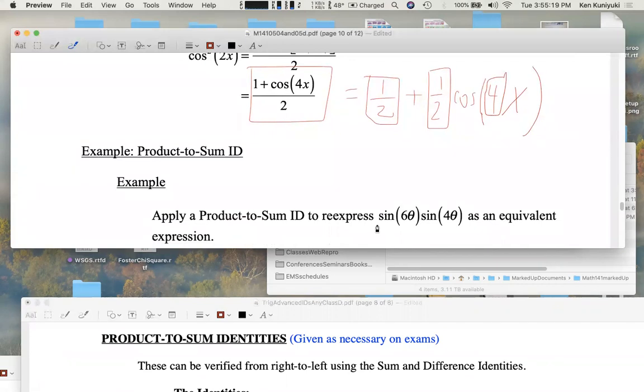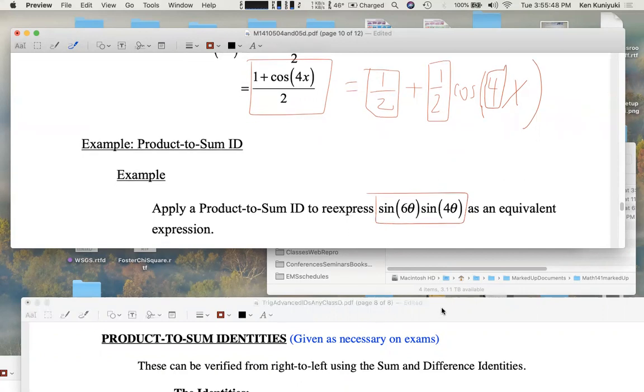First off, let's apply a product to sum identity. I want to express this product, sine of 6 theta times sine of 4 theta, as a sum. For a similar reason as for this previous problem, because calculus does not like products or quotients so much. Calculus would rather work with sums or differences because it's easier to take derivatives or integrals term by term. So calculus likes to break products up into sums or differences.